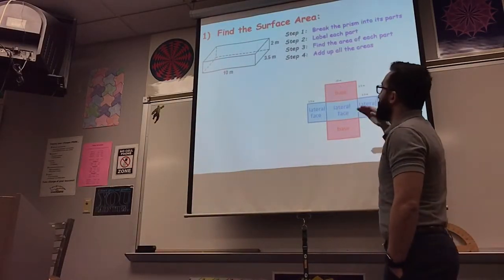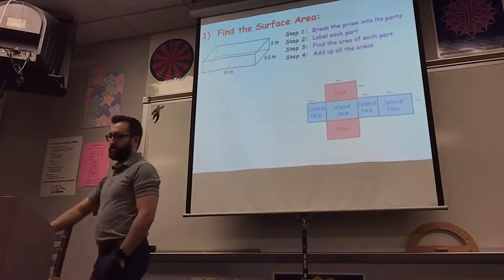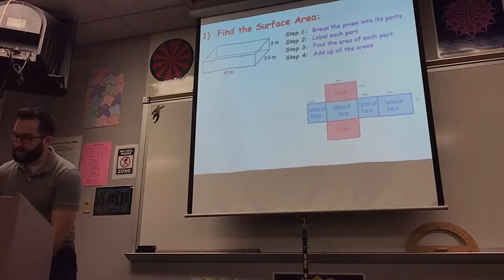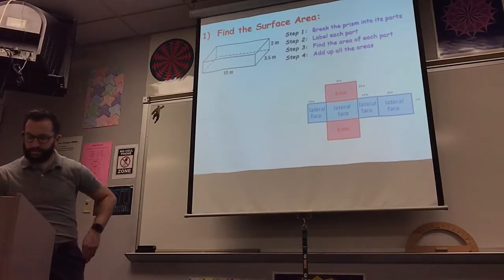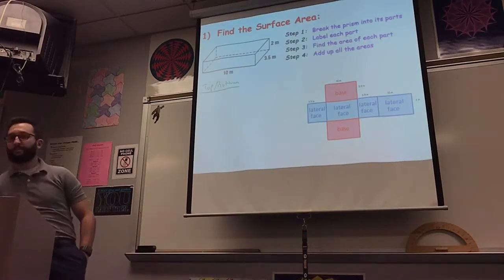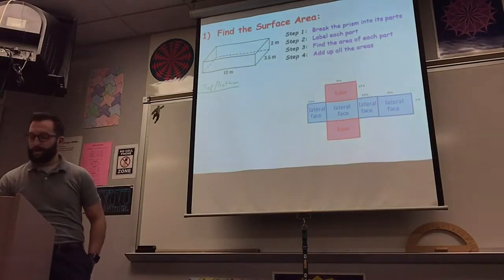3.5 by 2. And what about the front and the back? What are those dimensions? 10 by 2. So let's separate those out. Let's break it into its parts. Let's do the top and bottom first. I label this top, bottom. Remember how it said label each part? I'm labeling each part. So let's do top and bottom.